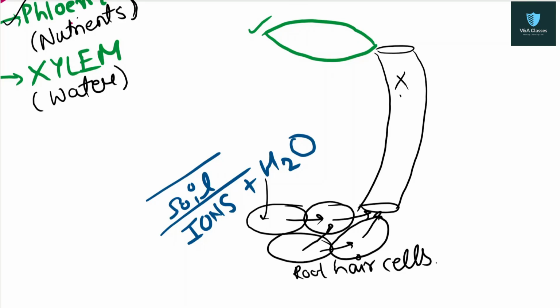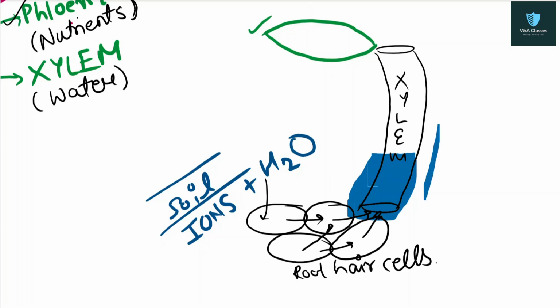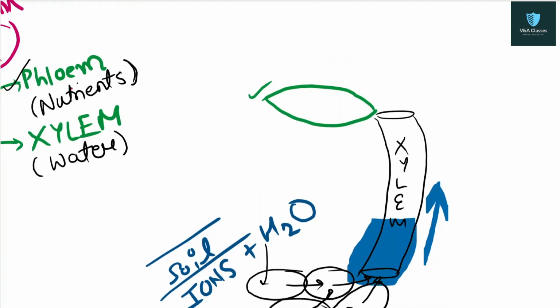Okay, this is xylem. So what will happen, there will be a water column which will be created in the xylem bundle at the root end. Okay, and this whole process that I have just explained is a continuous process. This water column will keep on expanding and it will get pushed up. Okay, this is one mechanism. What is the other mechanism of water transport?